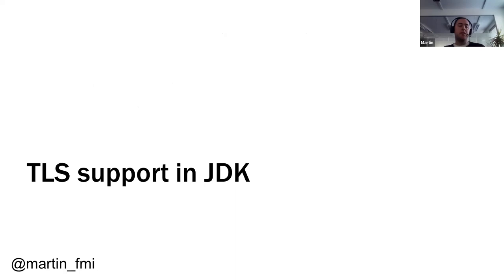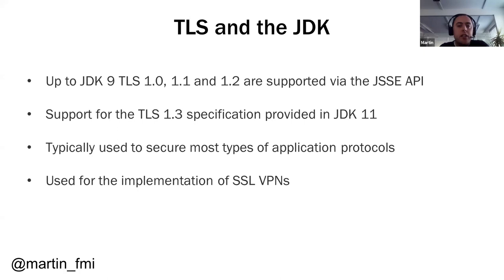In terms of TLS support in the JDK, originally the JDK has been supporting the different versions of the TLS series of specifications. Before JDK 9, the JDK provided support for TLS 1.0, 1.1, and 1.2 through the JSSE API, or Java Secure Socket Extensions API. Support for the latest TLS 1.3 version of the specification is provided as part of JDK 11. TLS 1.3 introduces a number of enhancements such as various performance improvements around the TLS handshake, support for stronger cryptographic algorithms, and so on.